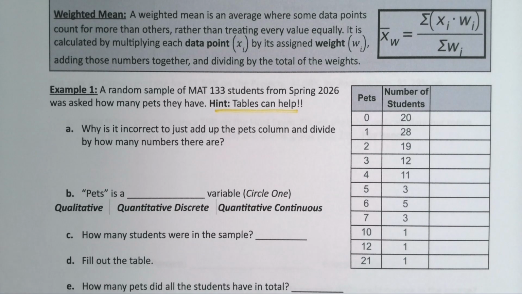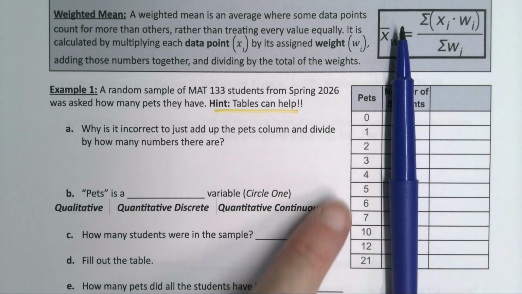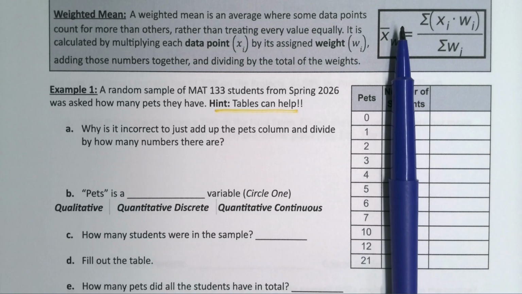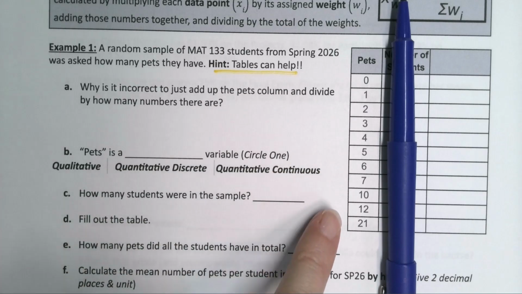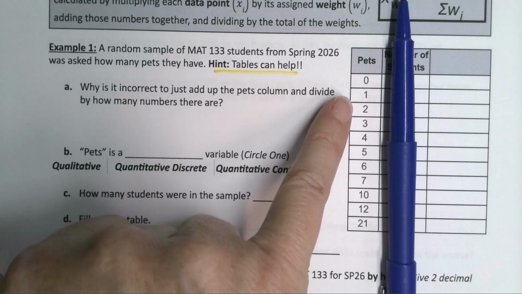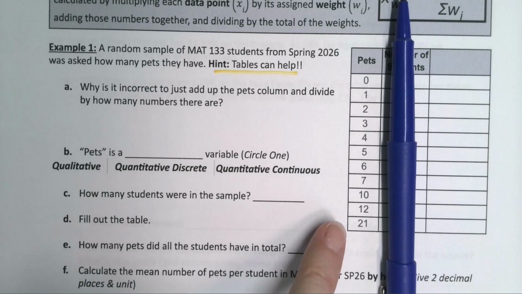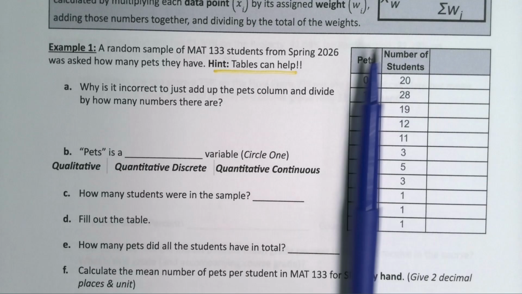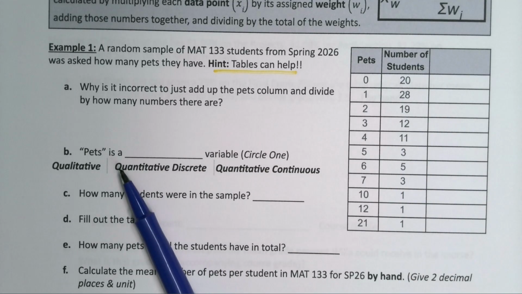Now, why is it incorrect to just add up the pets, which is right there, that column? Why can't you just add up those pets and divide by how many numbers there are? Well, that's acting as if, first of all, that there's only 10 students. And second of all, it's acting like they are all the same, right? That there were just as many students with 2 pets as there were students with 12 pets. And that's not the case. Some numbers of pets were way more likely than other numbers of pets.